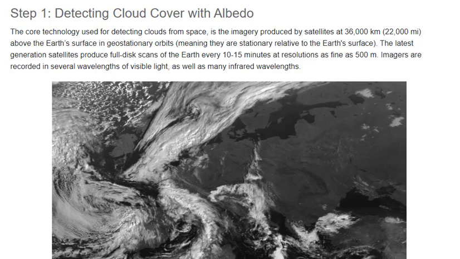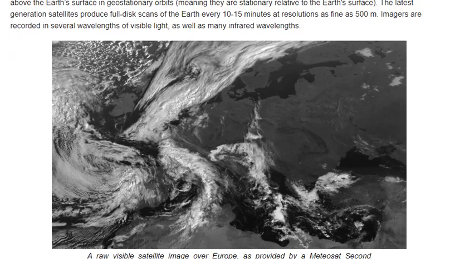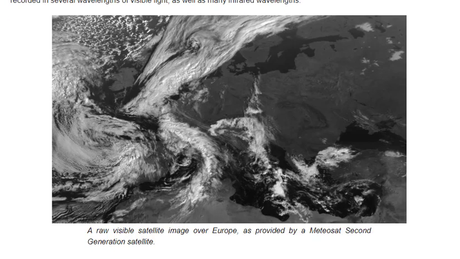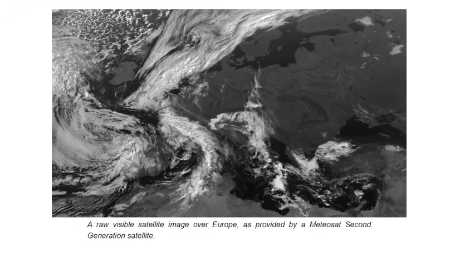The core technology used for detecting clouds from space is the imagery produced by satellites at 36,000 kilometers (22,000 miles) above the Earth's surface in geostationary orbits, meaning they are stationary relative to the Earth's surface. The latest generation satellites produce full disk scans of the Earth every 10 to 15 minutes at resolutions as fine as 500 meters. Images are recorded in several wavelengths of visible light, as well as many infrared wavelengths. A raw visible satellite image over Europe, as provided by a Meteosat second-generation satellite.